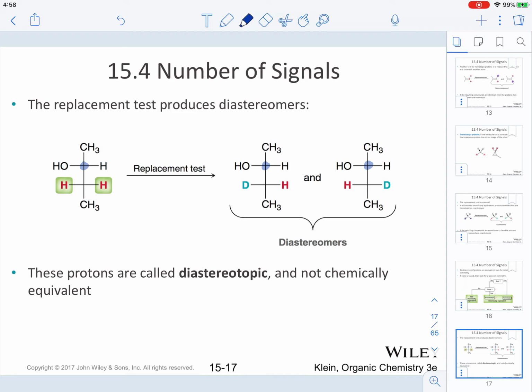So it is said that the relationship between the protons is going to be diastereotopic. Understand that when we have diastereotopic protons, they are not chemically equivalent. So what this means is that these protons at the level of the NMR spectrum are going to individually give a signal.